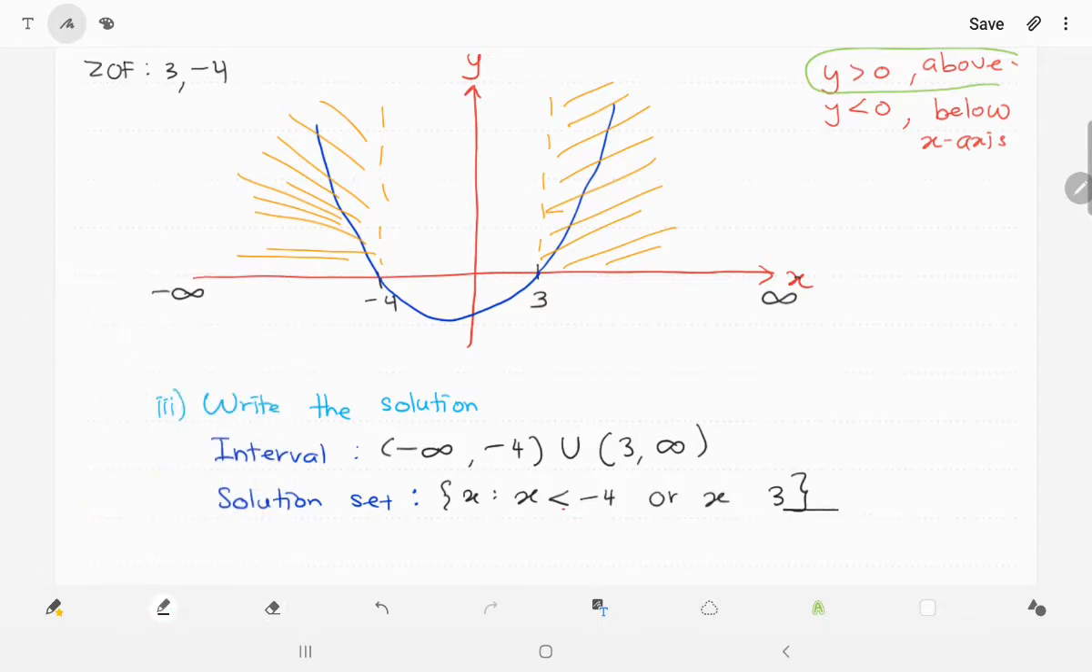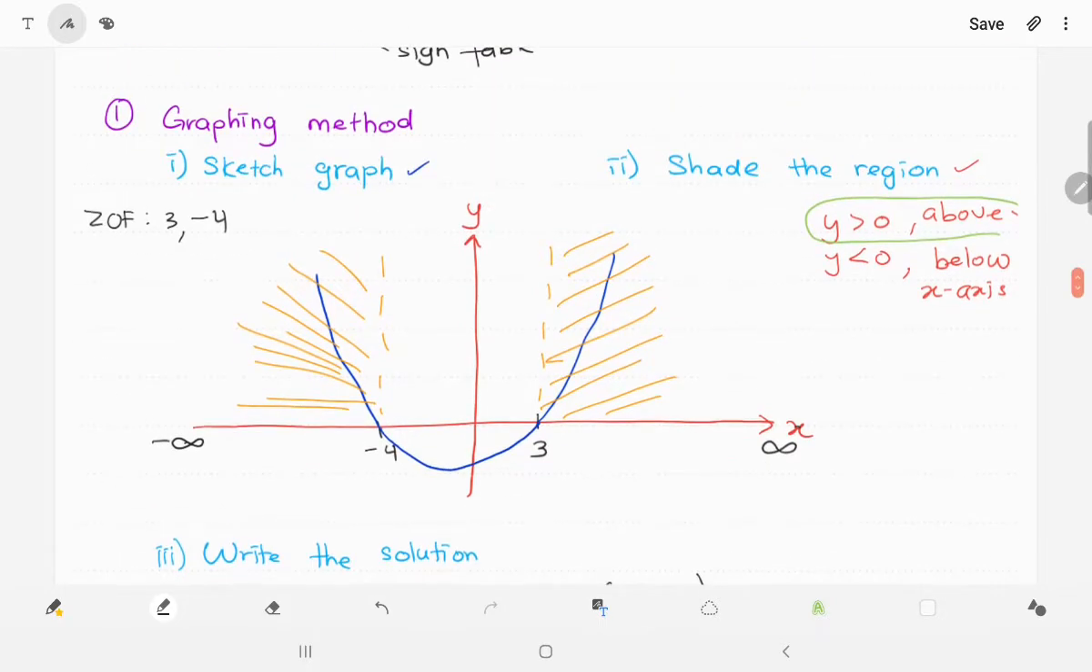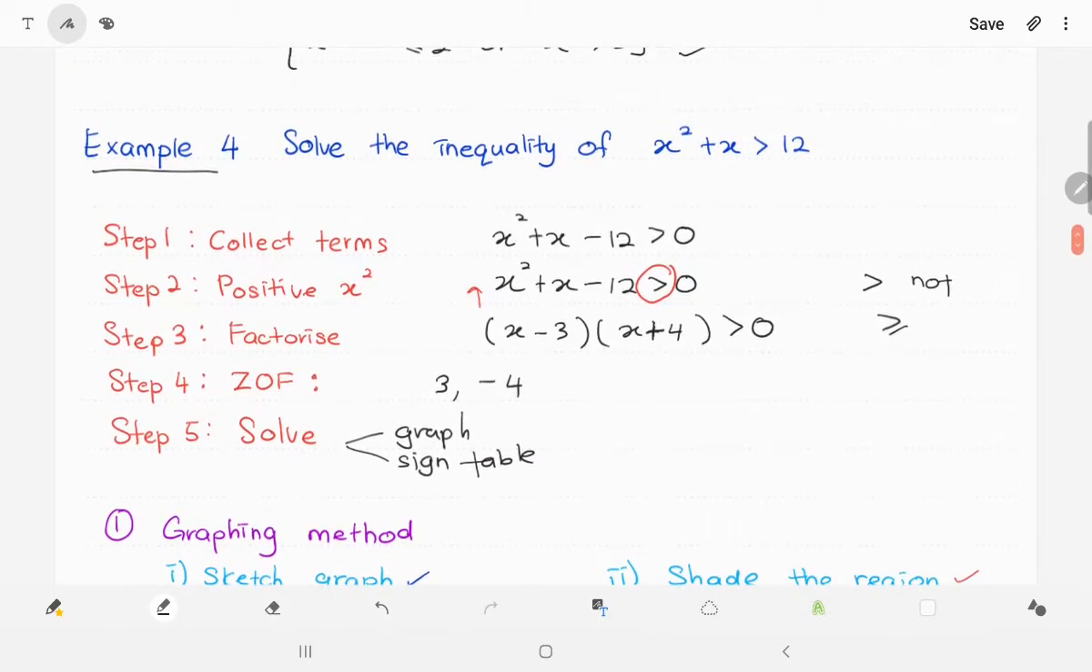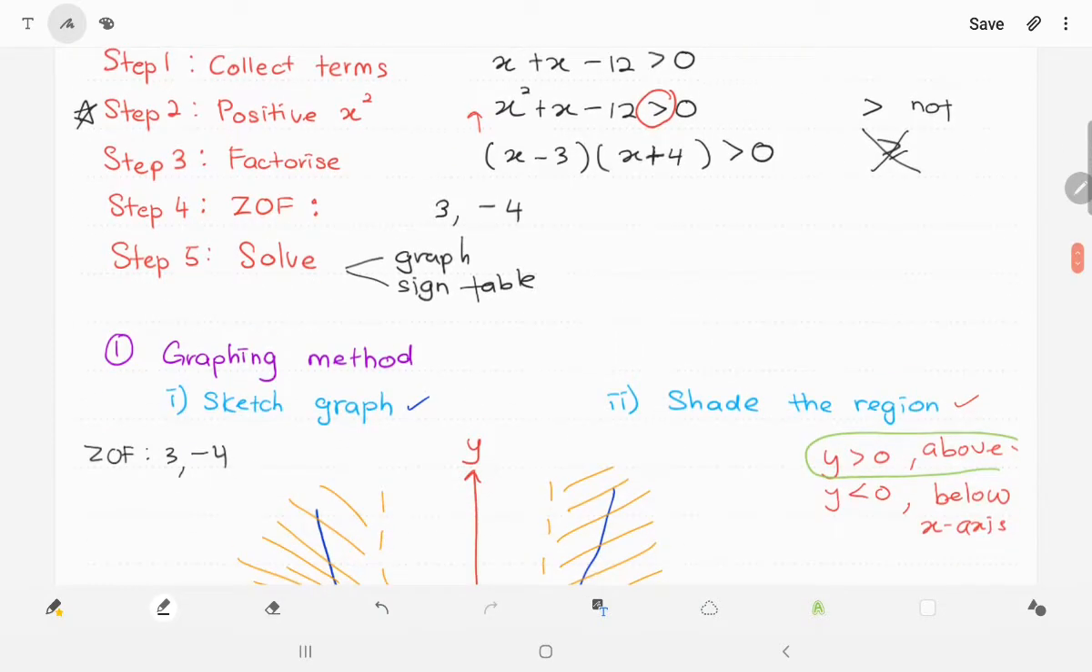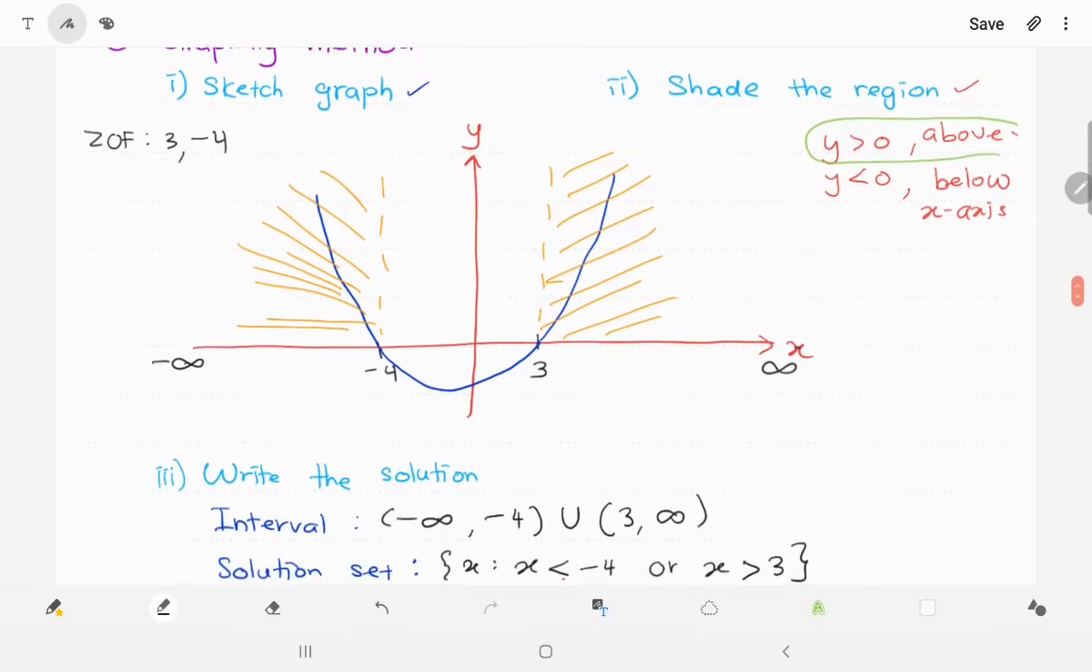So please follow the inequality sign on step number 2. If the question is only greater than and doesn't have equal, it means you cannot use greater than or equal. Just follow what the question has given you.